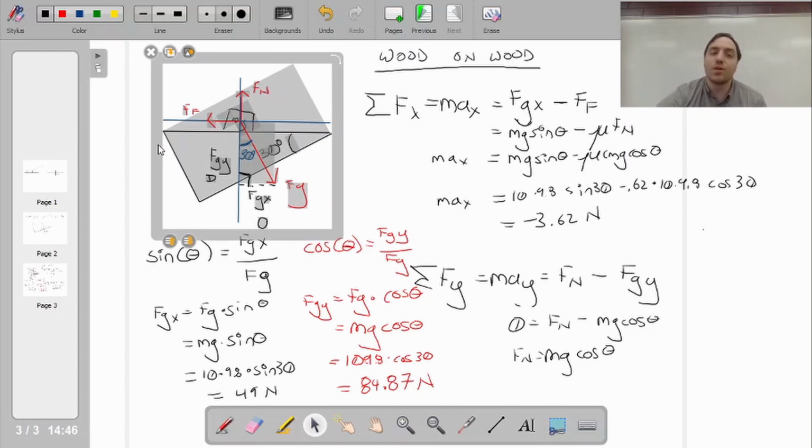If there's an applied force, you can find that out. As if it's moving, you can use the different value for friction.